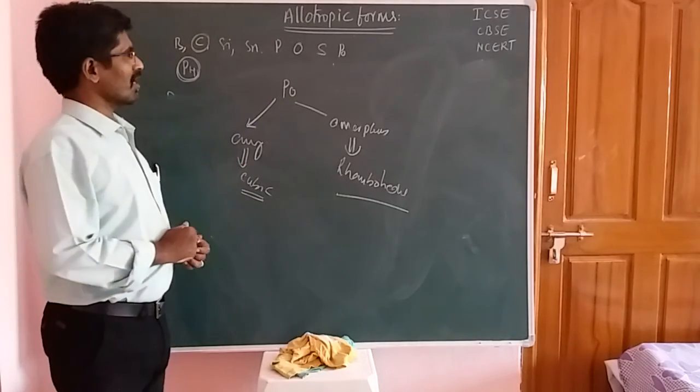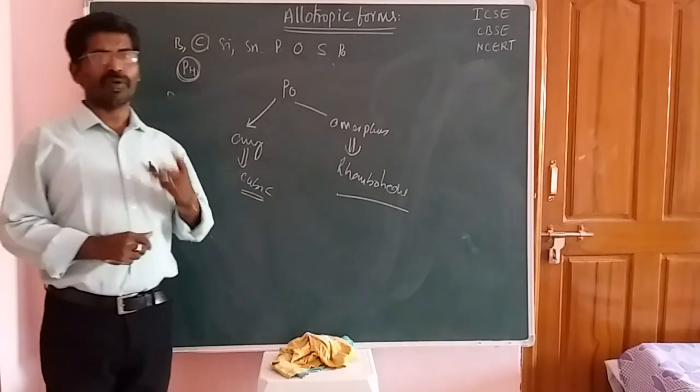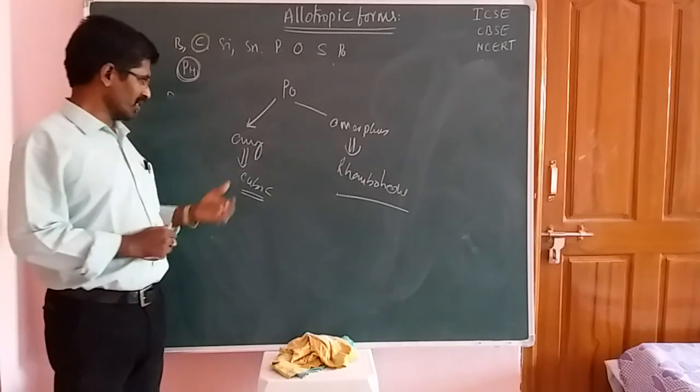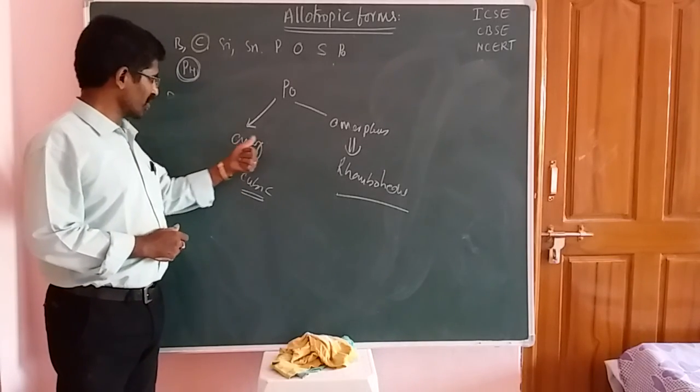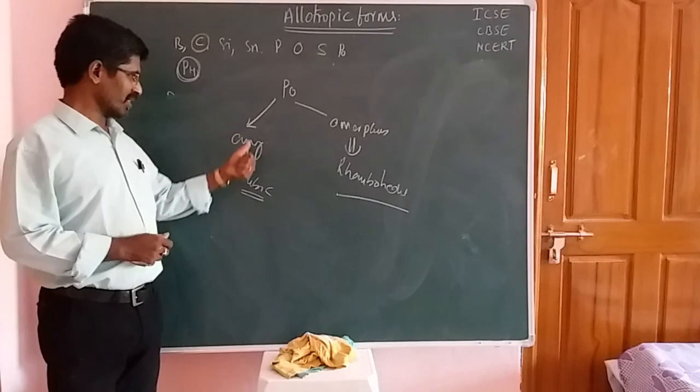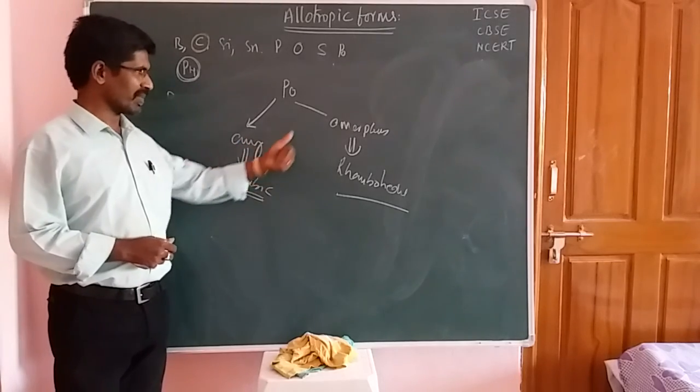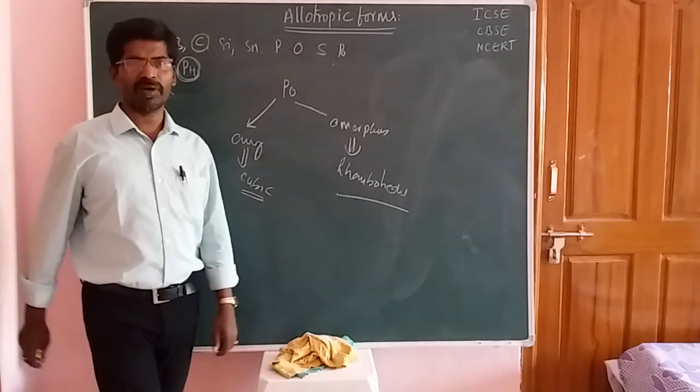Okay, students. The last one is polonium. Polonium exists in two states: crystalline and amorphous. Crystalline exists in a cubic structure, and amorphous exists in a rhombohedral structure.